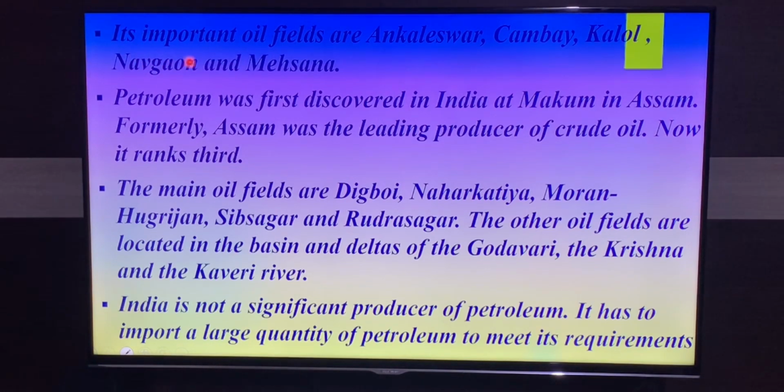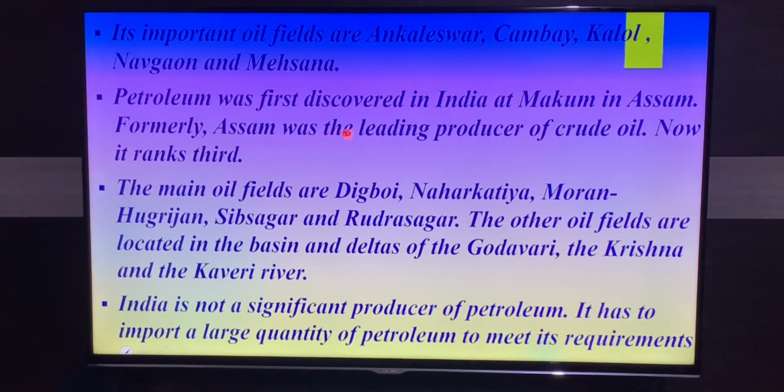Its important oil fields are Ankleshwar, Kambe, Kalol, Nagaon and Mehsana. Petroleum was first discovered in India at Makum in Assam. Formerly, Assam was the leading producer of crude oil. Now, it ranks third.